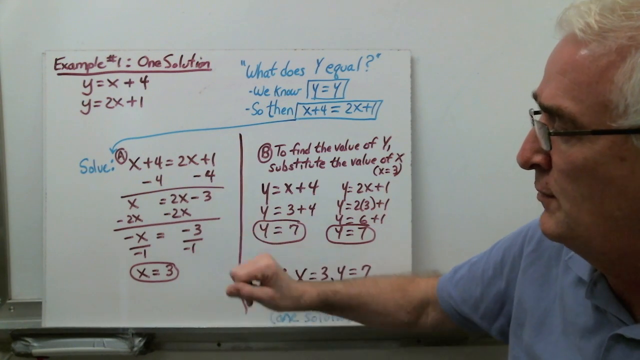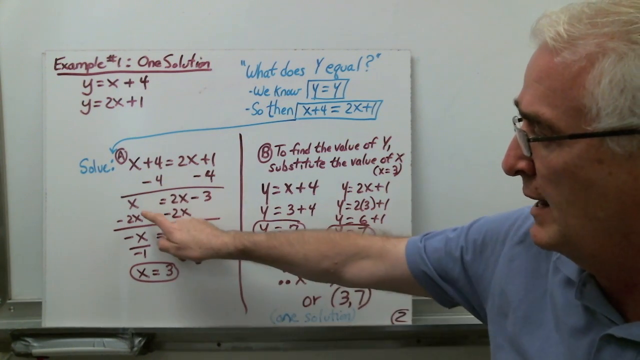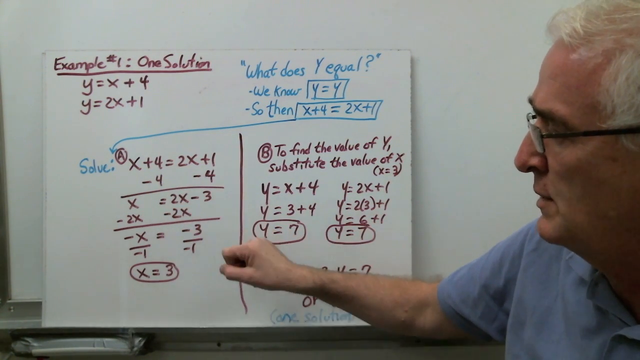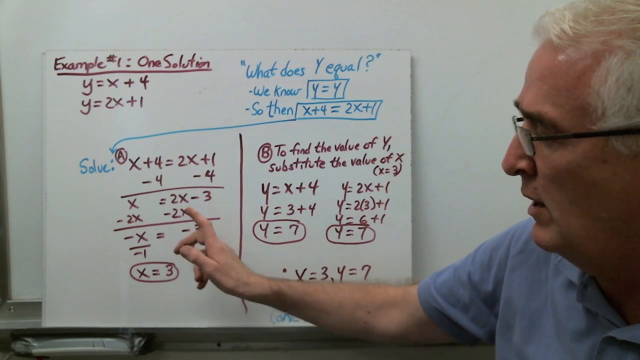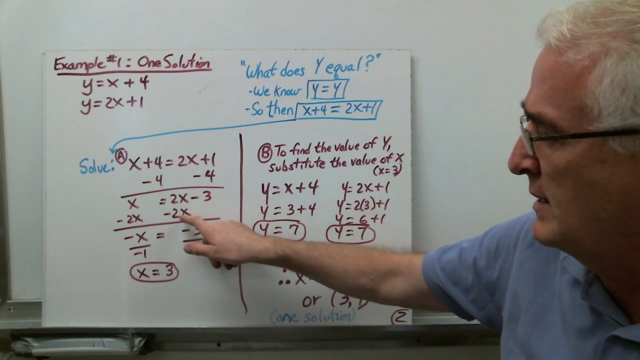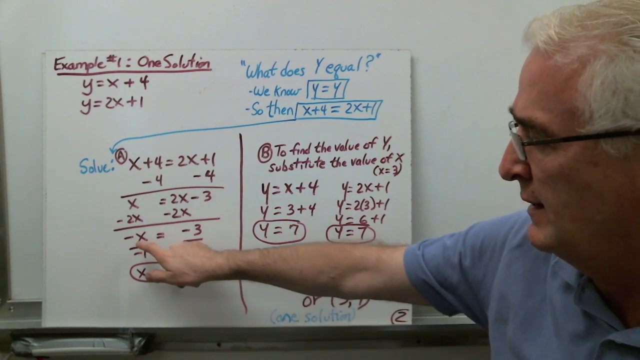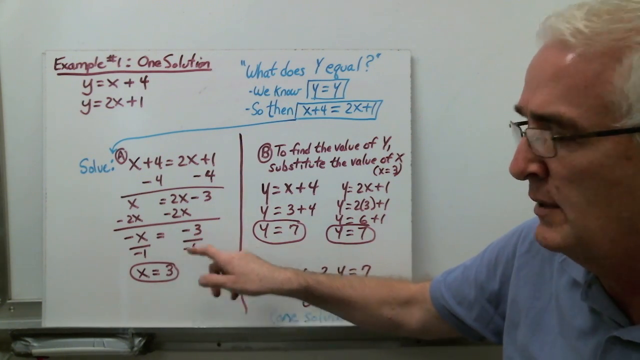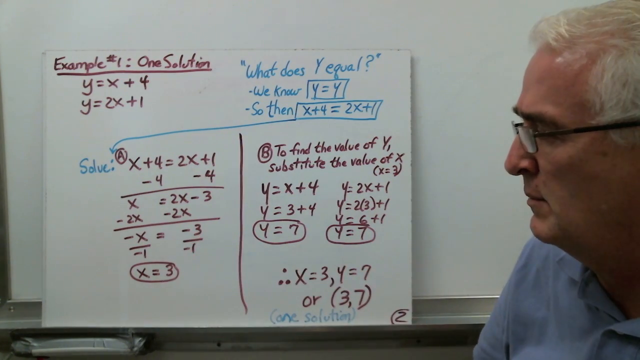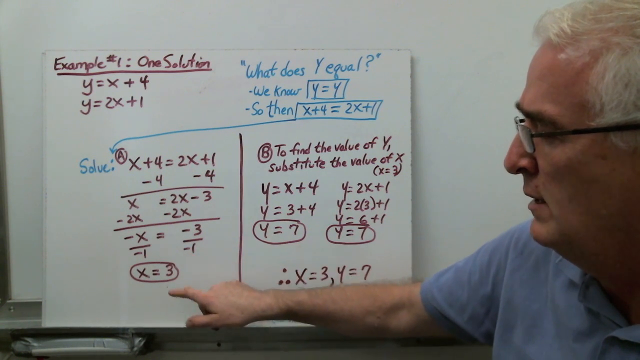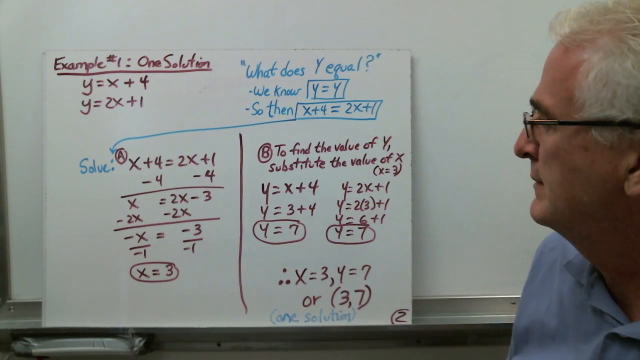We subtract 4 from both sides. We get x equals 2x minus 3. We now want to get all our x's on one side, so we take 2x from this side and 2x from that side. We end up with a negative x equals a negative 3. We never want a negative variable, so we divide by negative 1. We get x equals 3.